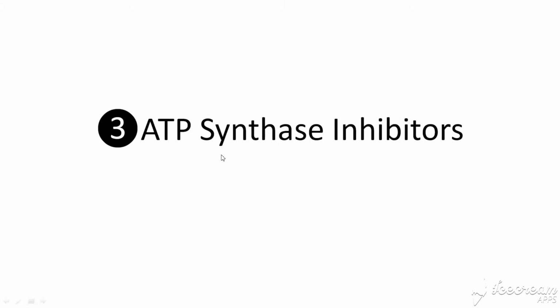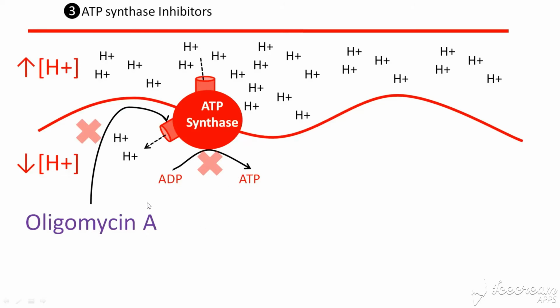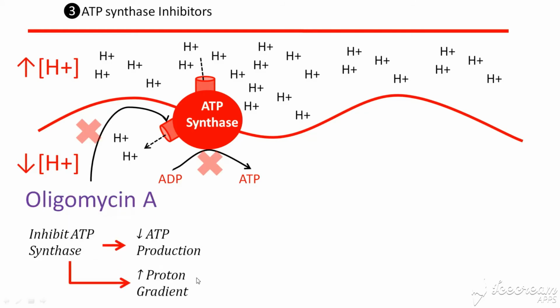Okay, the third group of poisons for oxidative phosphorylation are called ATP synthase inhibitors. And there's only one example of this, and this is going to be oligomycin A, and this was an antibiotic that was used back in the day. So oligomycin A is going to inhibit ATP synthase, and if you inhibit ATP synthase, you're going to inhibit the process of phosphorylation of ADP to form ATP. So inhibition of ATP synthase is going to decrease ATP production.